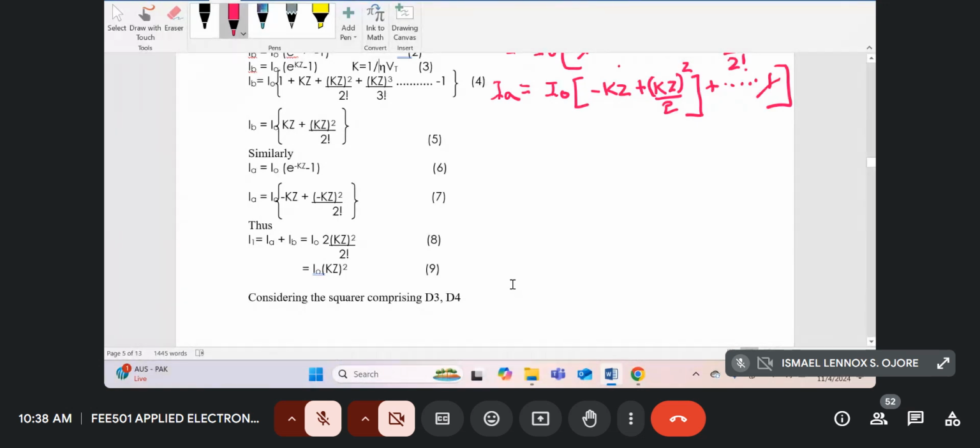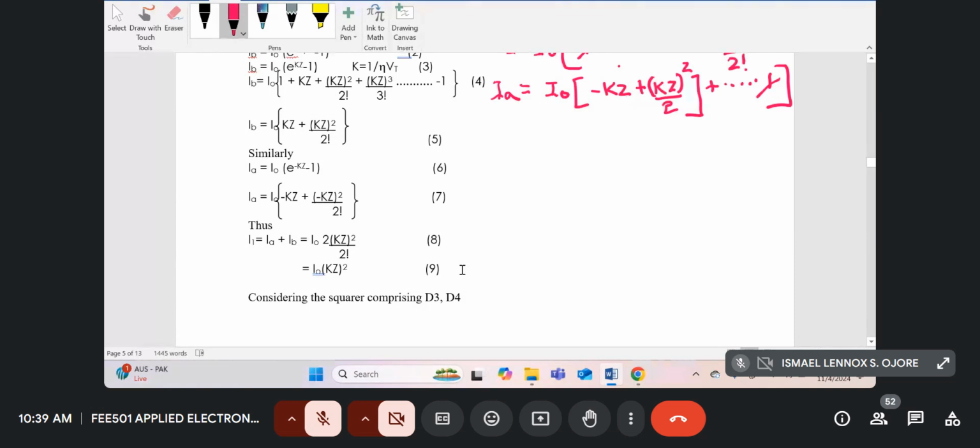Next, let's consider the currents flowing through the diodes. If you look at this equation 9, you can see there's a square function. It's squaring the current, some scalar k squared, into z. Z is the summation of the 2 voltages, x plus y. So that's why you say this is a squaring. Those diodes are performing a squaring function.